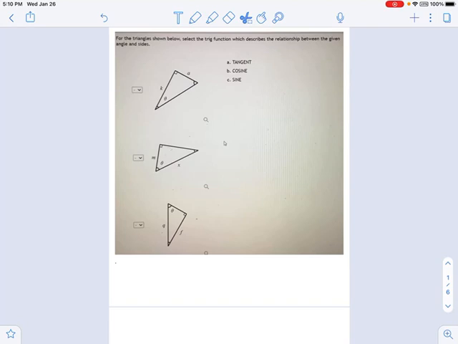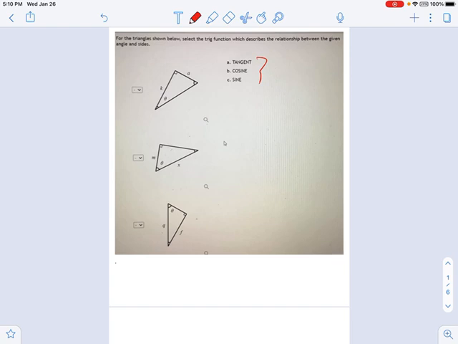Okay, depending on your variation of this problem, you may have triangles that rotate all over the place, but it's going to be the same general idea as what I'm looking at here. For each of these triangles, you need to select the trig function, and that's going to be either tangent, cosine, or sine. Select the function which describes the relationship between the given angles and sides.